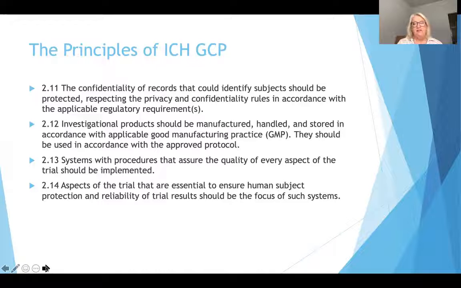The systems and procedures that assure the quality of every aspect of the trial should be implemented. That's a huge umbrella, but it means basically everything needs to be documented. There need to be procedures, and everybody is expected to follow them, including the protocol. And lastly, the aspects of the trial that are essential to ensure human subject protection and reliability of trial results should be the focus of the systems outlined in the previous bullet point.